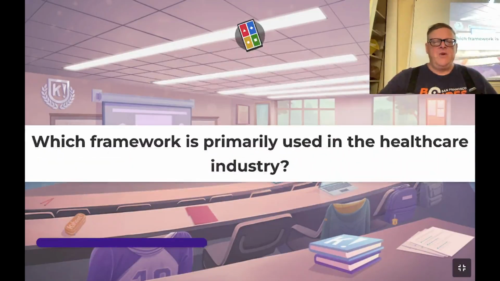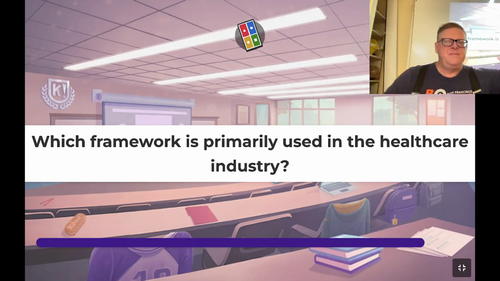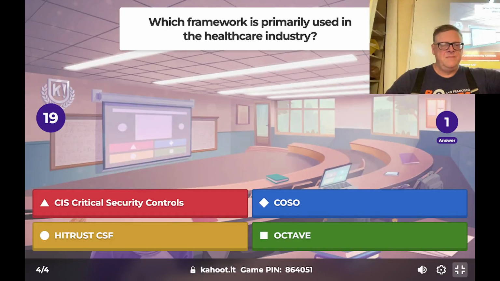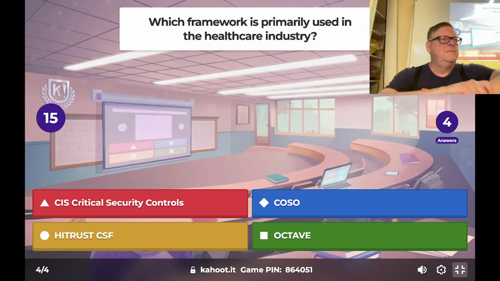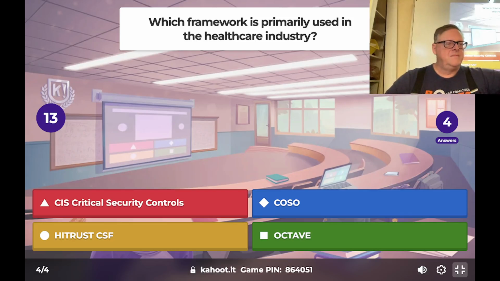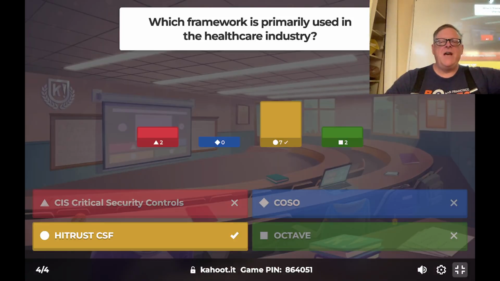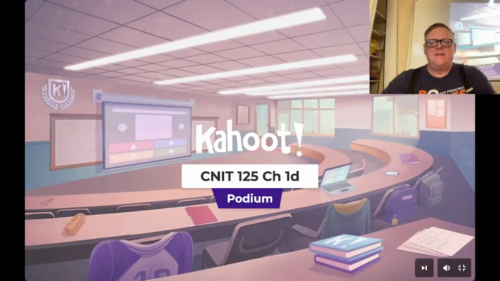All right, which framework is mainly used in healthcare? That's the CSF. Good? All right.